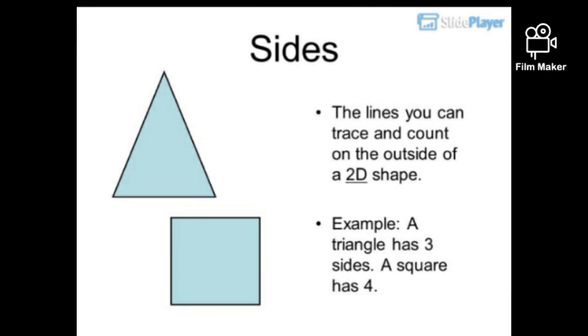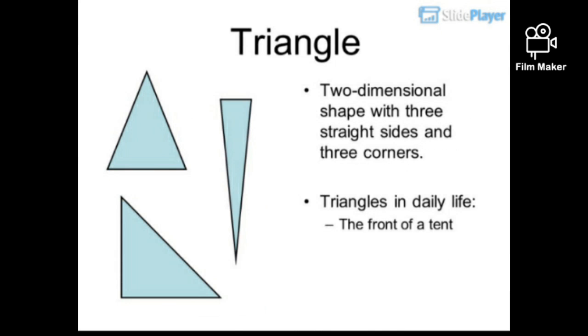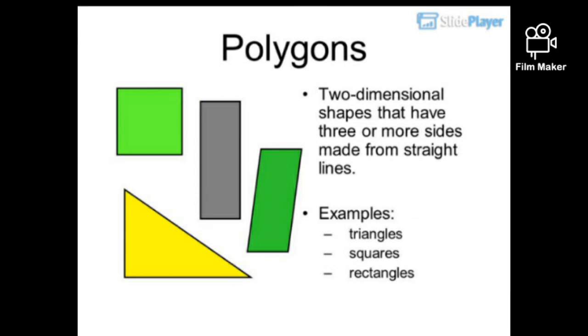A look at the things that make up two-dimensional shapes are sides. For instance, the lines you can trace and count on the outside of a two-dimensional shape are called what? Sides. For example, a triangle has three sides, a square has what? Four sides, a rectangle has four sides, all triangles have three sides irrespective of the type of triangle. In that light, a two-dimensional shape with three straight sides and corners is called a triangle.